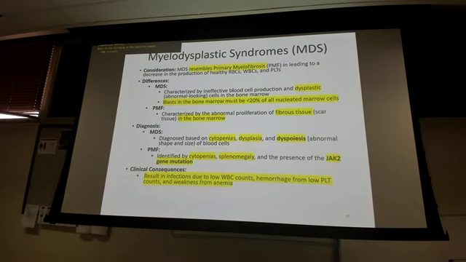And then myelodysplastic syndrome resembles primary myelofibrosis. You'll just see a bunch of blasts in the bone marrow, a bunch of anucleated bone marrow cells.